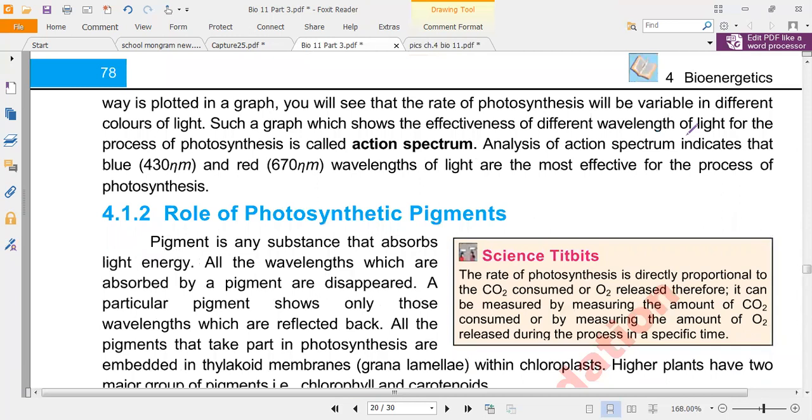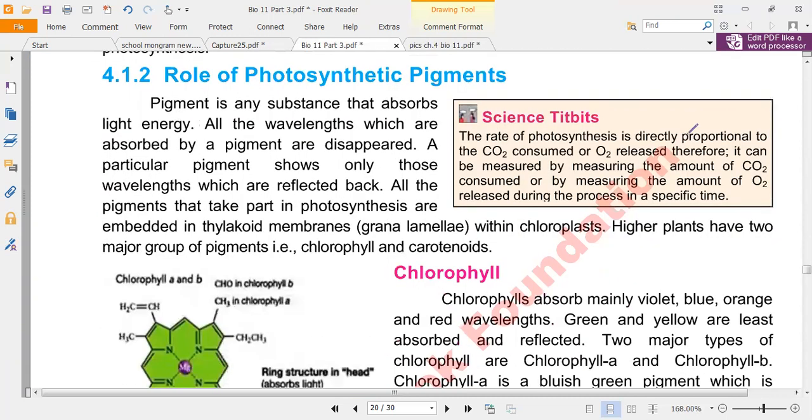Okay, so the light which is absorbed by different pigments, and those wavelengths show different effectiveness, that is called the action spectrum, indicated on the graph. So now we will see the role of photosynthetic pigments.